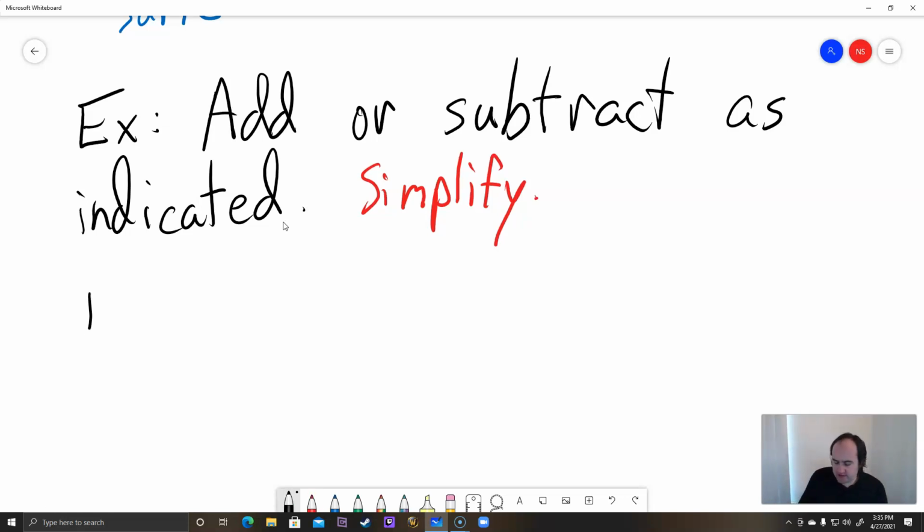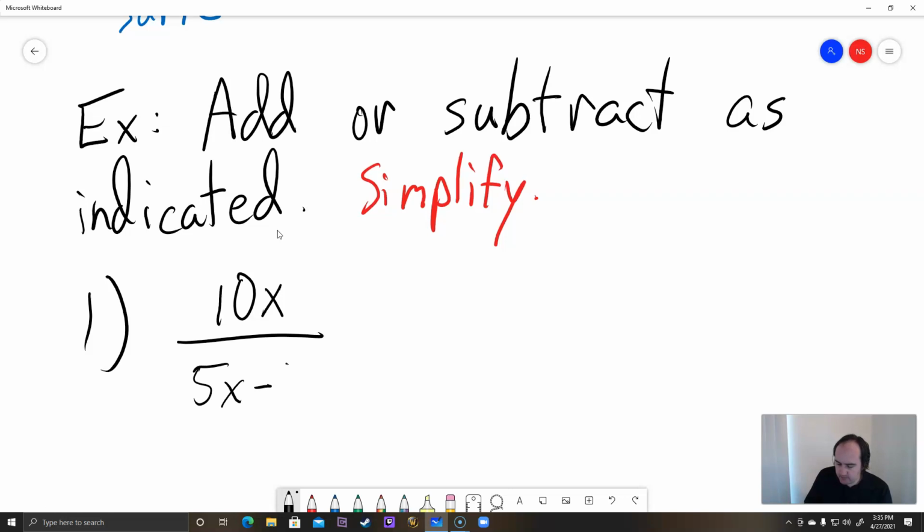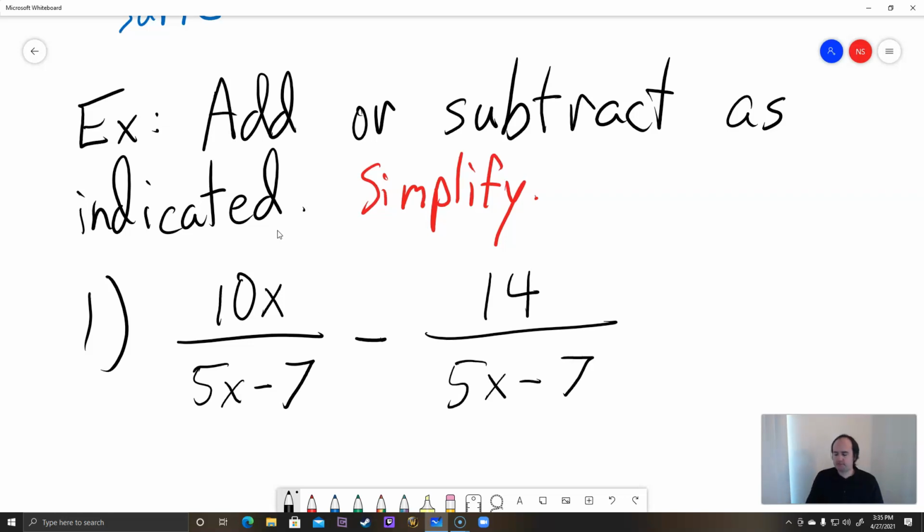For our first example, we're going to do a relatively easy problem. For example number 1, we have 10x over 5x minus 7 minus 14 over 5x minus 7. So 10x over 5x minus 7 minus 14 over 5x minus 7.